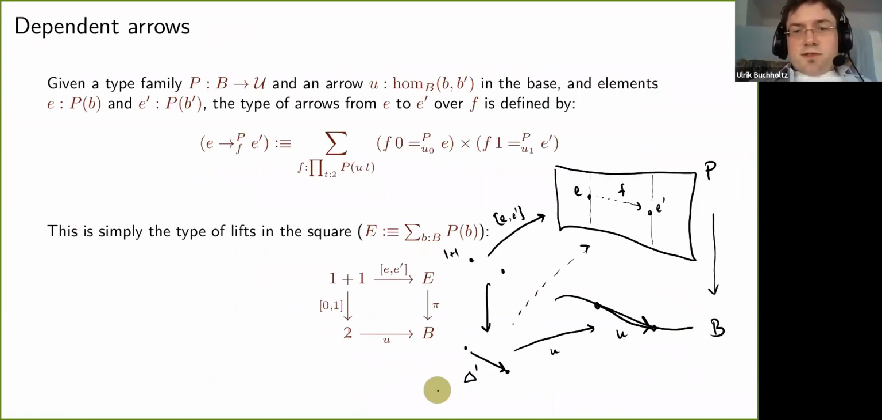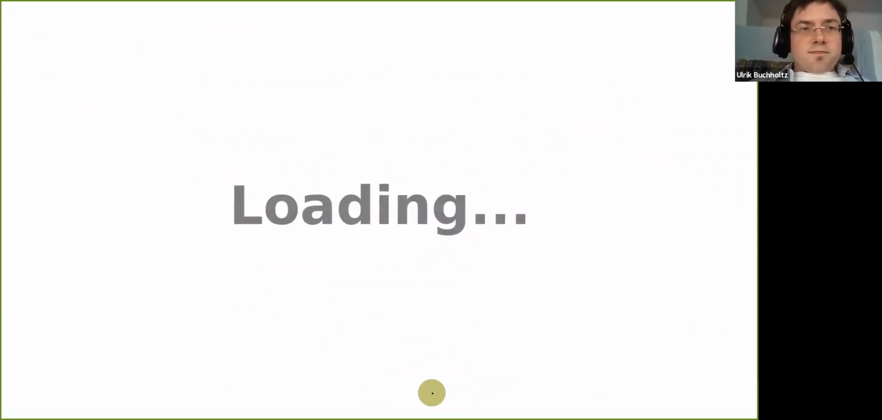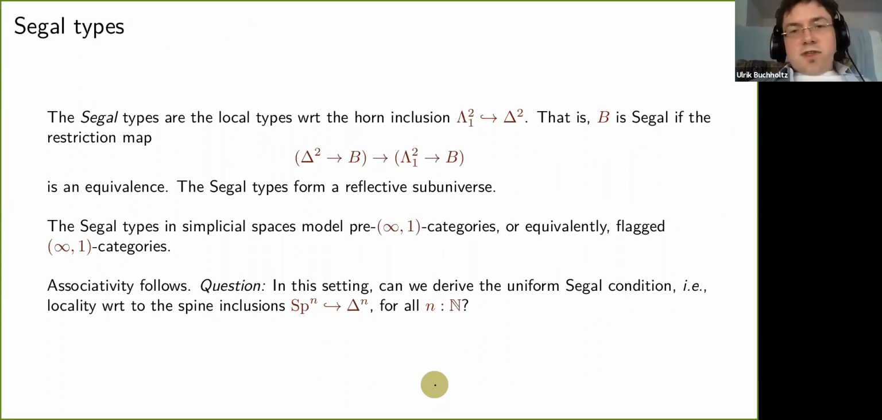Okay, so this was arrows, independent arrows. With this, we can define the Segal types. These are the types that are local with respect to the horn inclusion. The horn is the composable arrows, either as a subtype of the square, but it's also a pushout of two directed arrows along an endpoint.